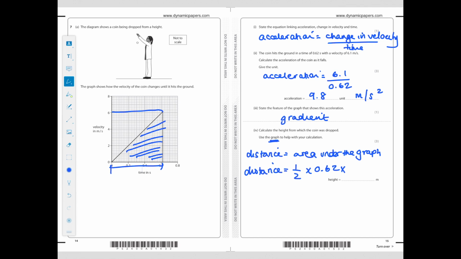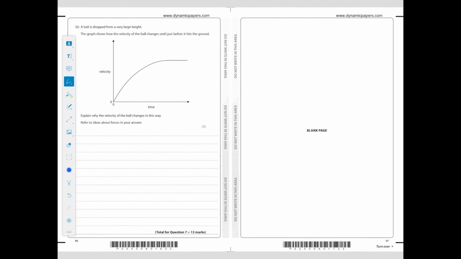Let's have a look along here. That's 6.1. If you read down the y-axis, that will tell you it's 6.1. Pop that into your calculator and you'll get an answer which is 1.89 meters.